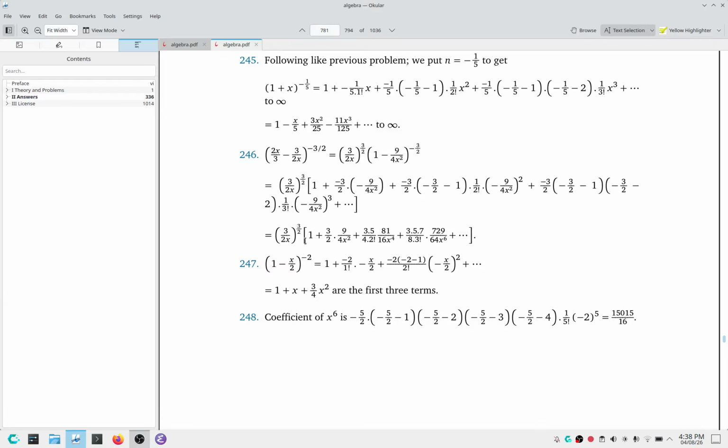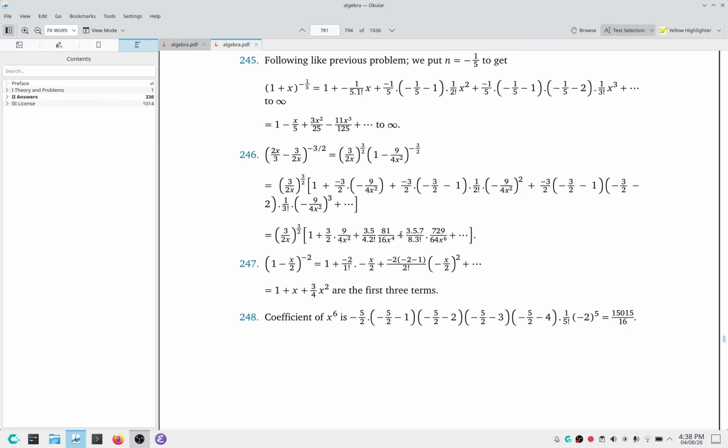And we finally see that the first 4 terms would be 3 upon 2x to the power 3 by 2 multiplied with 1 plus 3 upon 2 times 9 upon 4x square plus 3 times 5 upon 4 times 2 factorial times 81 upon 16x to the power 4 plus 3 times 5 times 7 upon 8 times 2 factorial times 729 by 64 x to the power 6.